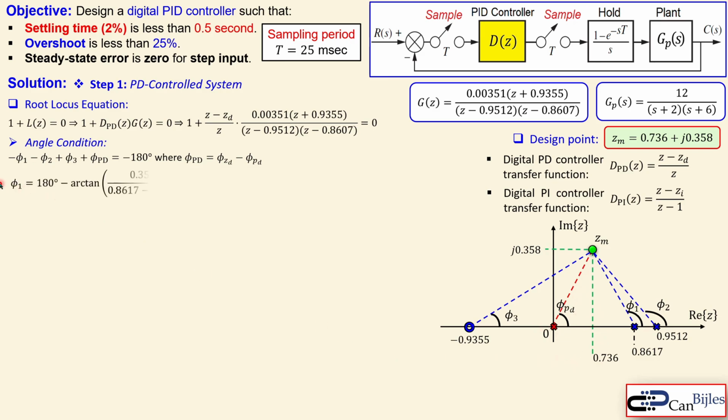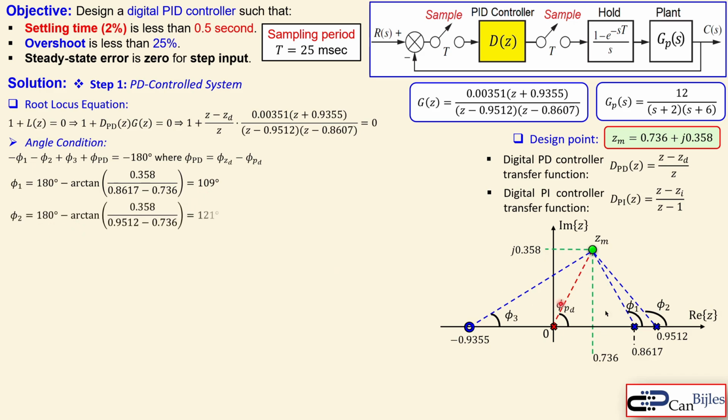But let's first determine the phi 1, etc. So phi 1 is determined by looking actually to the complete phase here, which is 180 degrees, which is a half circle, and we subtract this angle from the 180 degrees to get this phi 1, which is shown here. Now, in order to get this angle, you do the arctangent of this height divided by the distance here, which is then 0.8617 minus this, which is shown here, and you'll get 109 degrees.